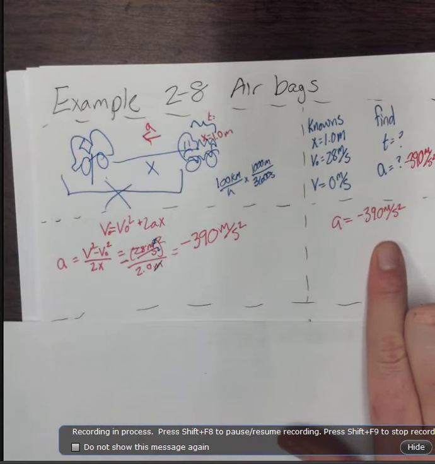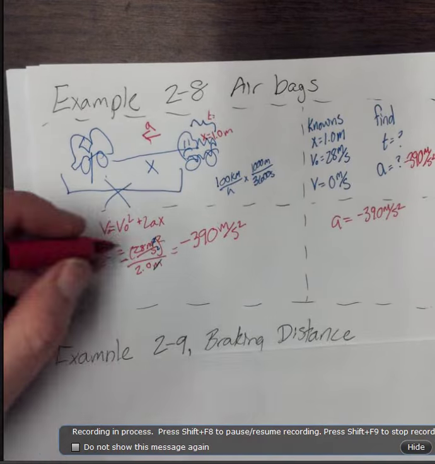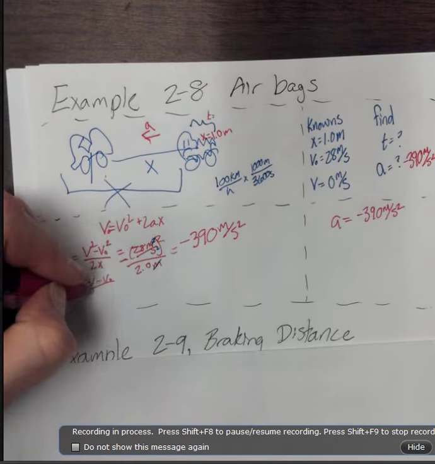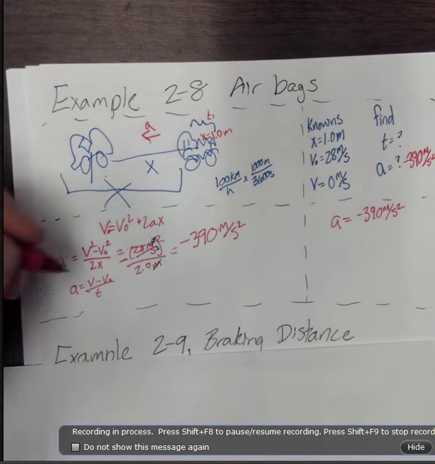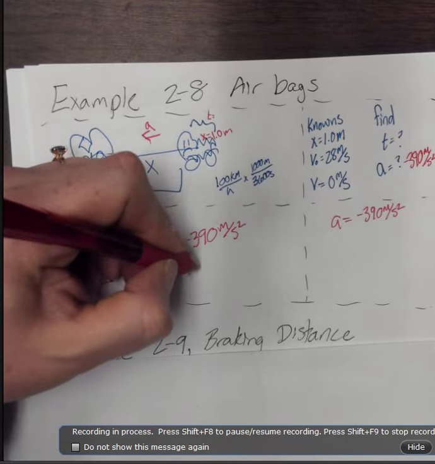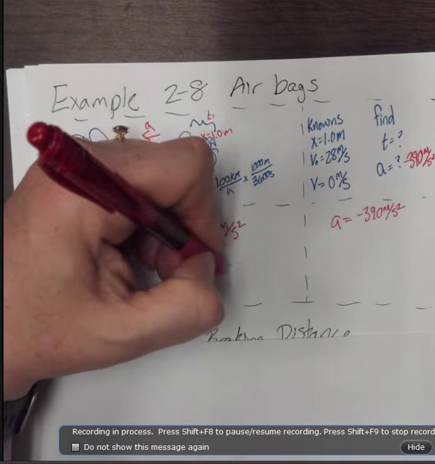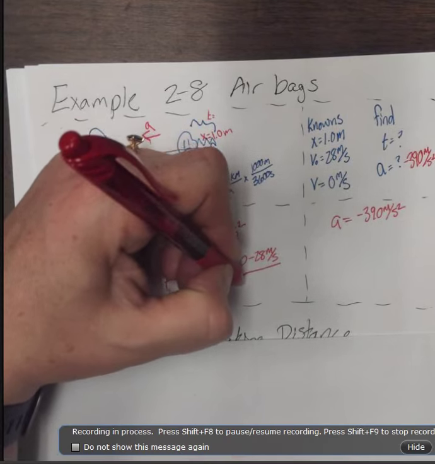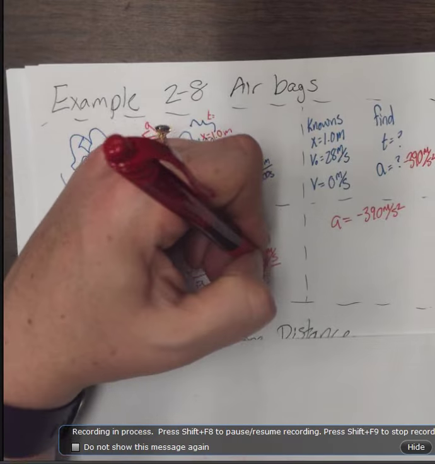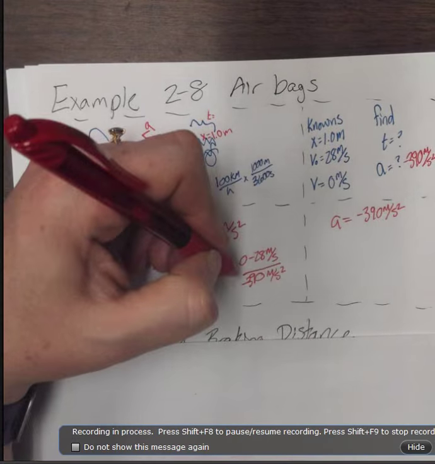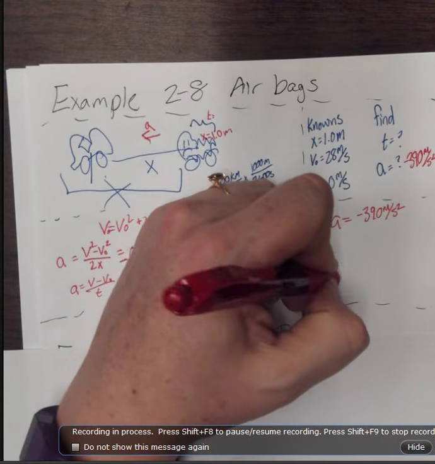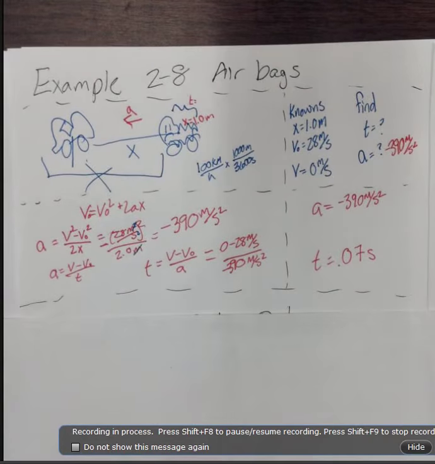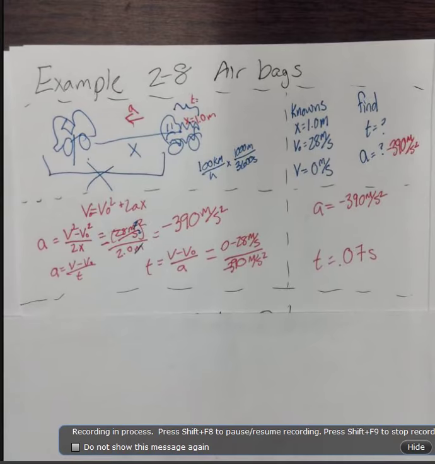So now that we have acceleration, we can solve for time. I'm going to use our equation of acceleration equals v minus v naught over t. I'm going to rearrange it to solve for time. Time equals v minus v naught all over a. So when I plug in values there, it's going to be 0 minus 28 meters per second divided by negative 390 meters per second squared. And that's going to give us time, which is 0.07 seconds.